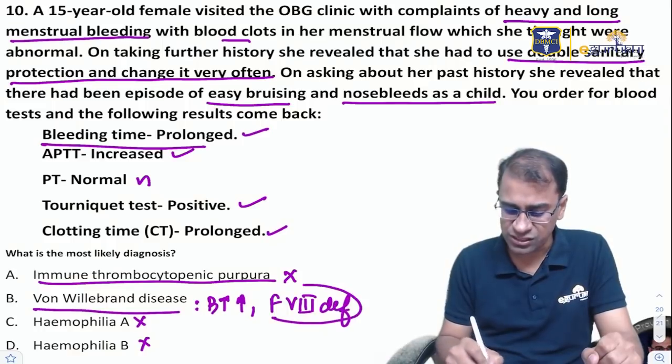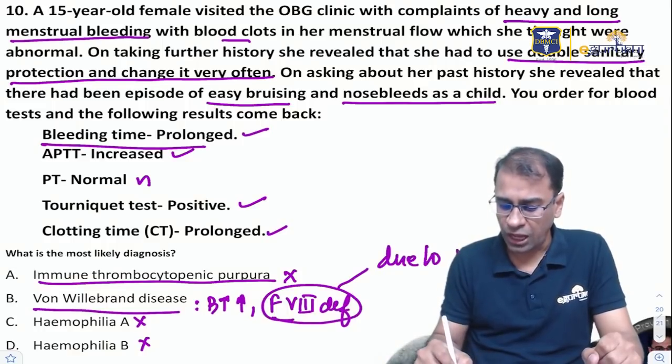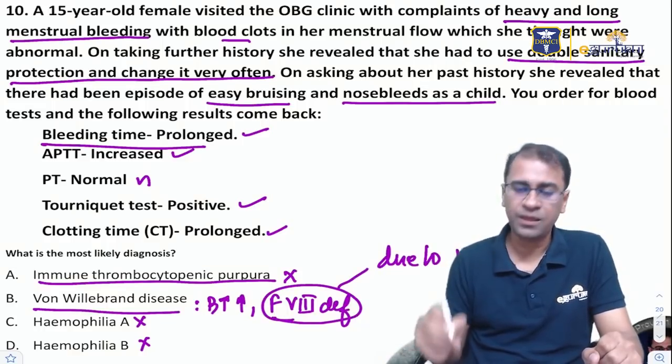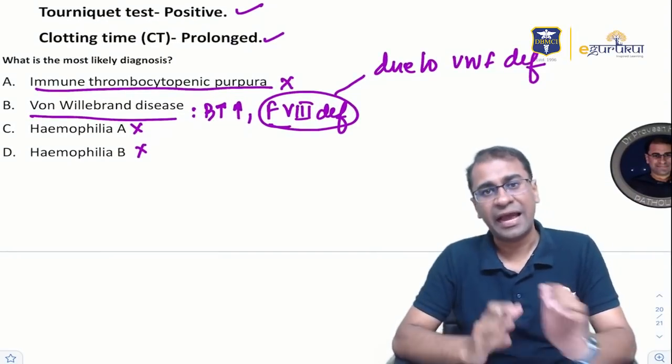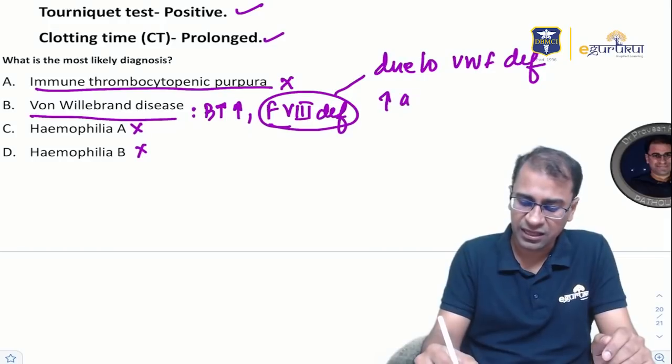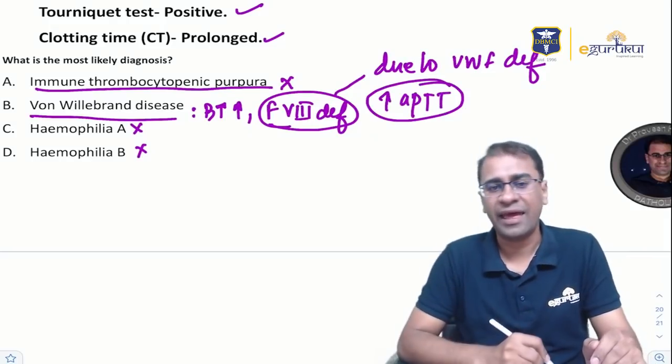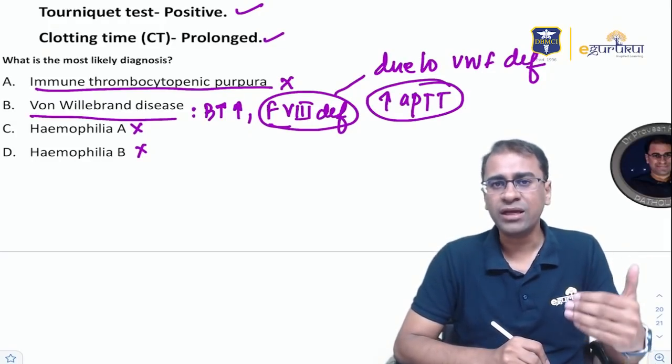Why the deficiency? This is due to a VWF deficiency. So because of the VWF deficiency, these patients will have factor 8 deficiency, and that's the reason they will have an increase in the APTT, and hence the answer becoming von Willebrand disease.